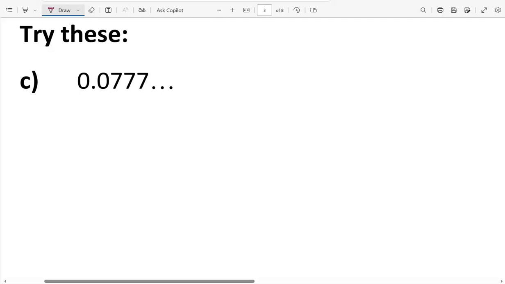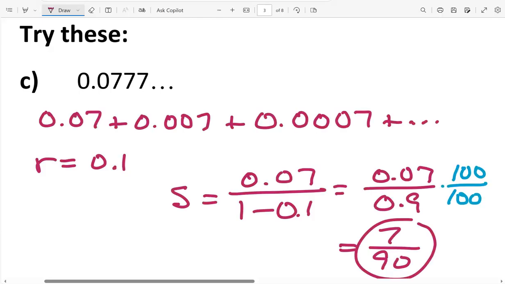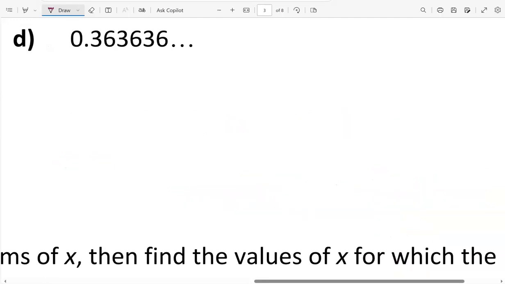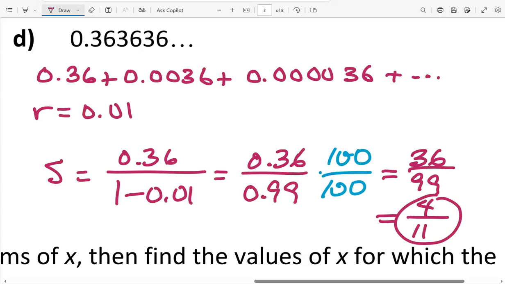Your turn to try the next one, 0.0777, etc. Pause the video while you try this one. You should have found a sum of 7/90ths. Now pause the video while you try D. For this last example, you should have found a fractional value of 4/11.